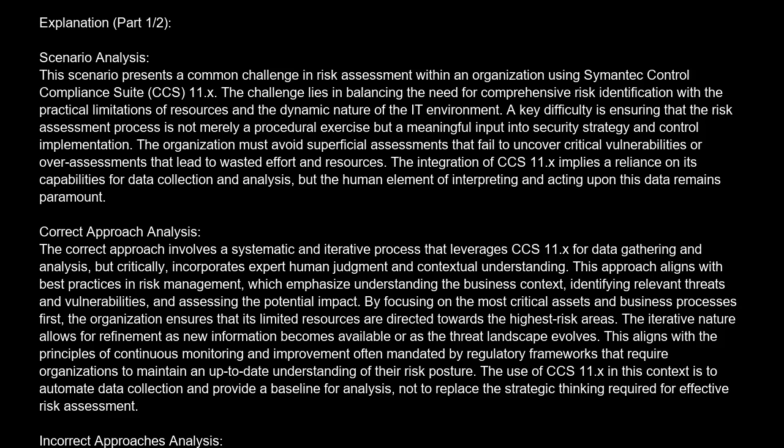This aligns with the principles of continuous monitoring and improvement, often mandated by regulatory frameworks that require organizations to maintain an up-to-date understanding of their risk posture. The use of CCS 11.x in this context is to automate data collection and provide a baseline for analysis, not to replace the strategic thinking required for effective risk assessment.